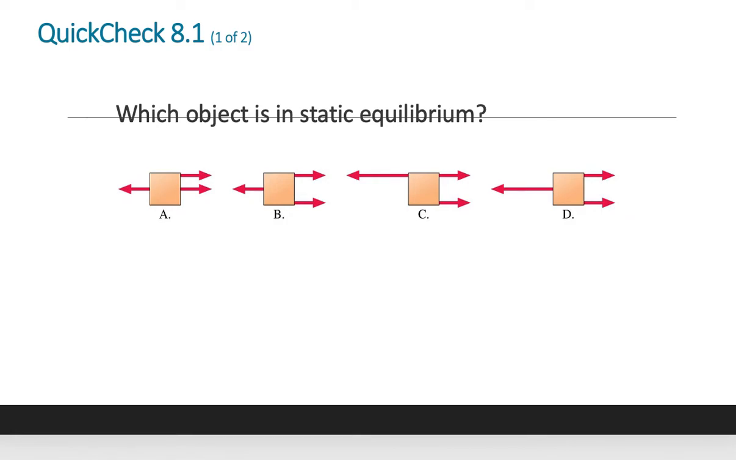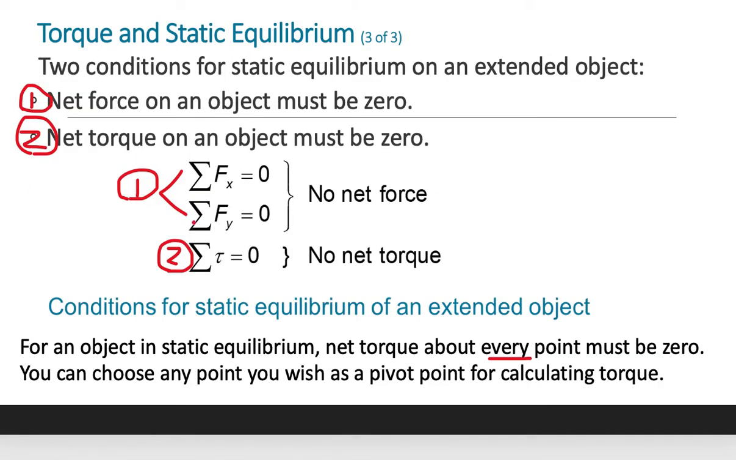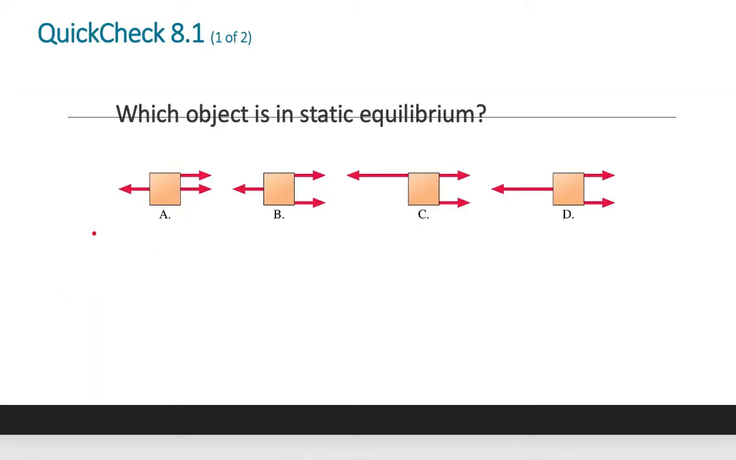Quick check 8.1. Which object is in static equilibrium? How do you handle this problem? Well, you want to know the sum of the forces is equal to 0. Therefore, look at the vectors. You want to make sure the size of the vector is equal to the ones on the other side. In the case of A, we have a same size vector. Let's just call it 1. Give it a magnitude of 1. So we've got 2 of them going to the right, so that would be a 2. And we have 1 of the same size going to the left, that would be 1. That is not in equilibrium.